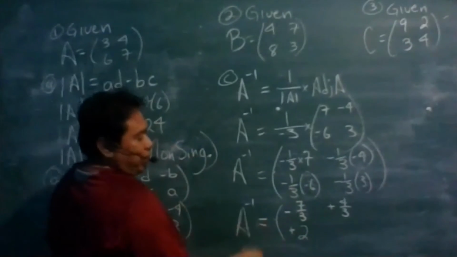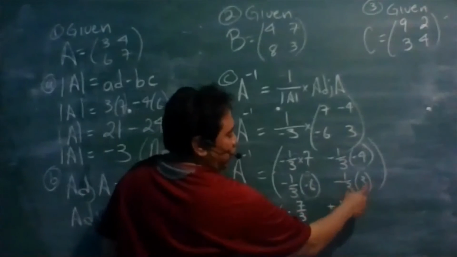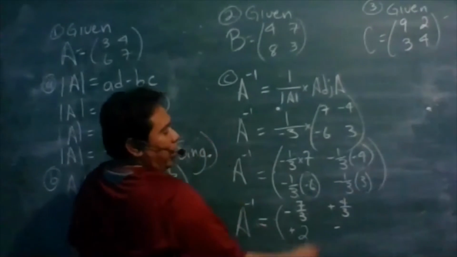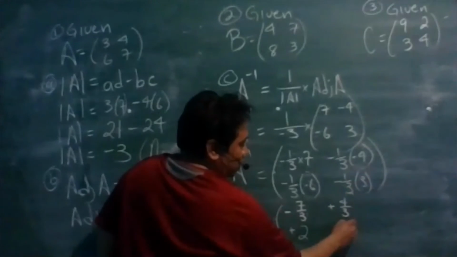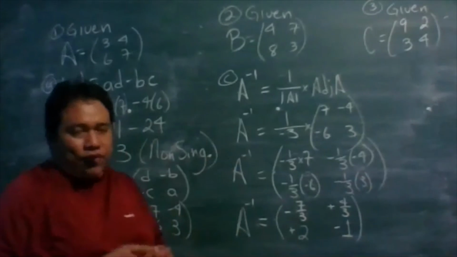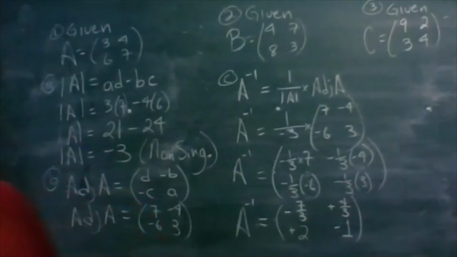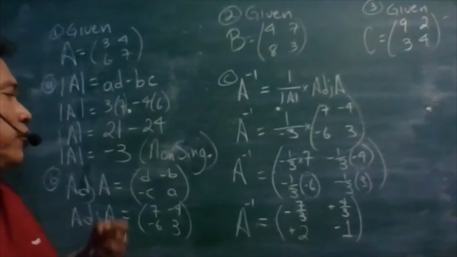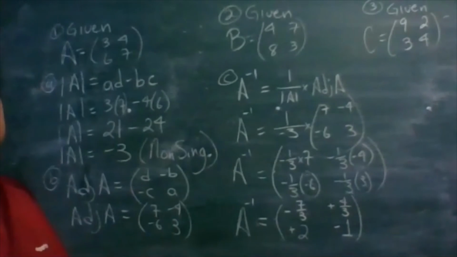Similarly, here, -1/3 times 3, the negative and the positive gives me a negative. And the 3's cancel, leaving me simply with 1. So hence that is my inverse right there. So A to the -1 is equal to the matrix of -7/3, 4/3, 2, and -1. Question.